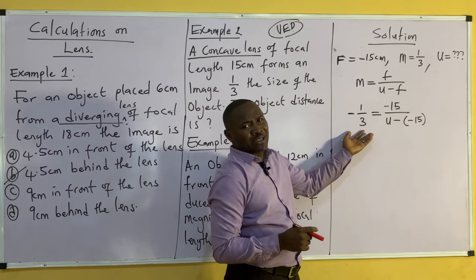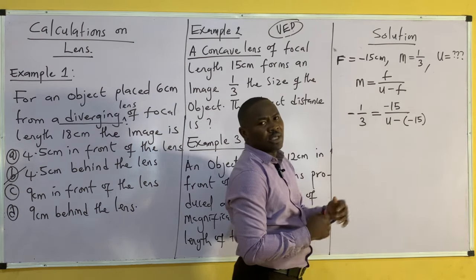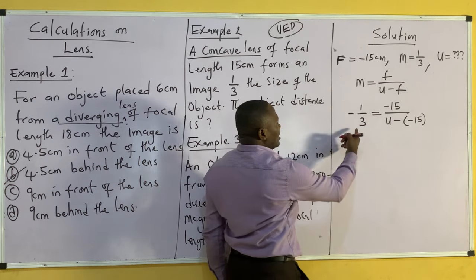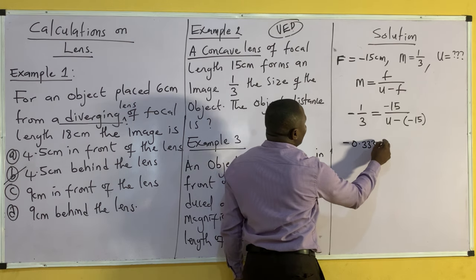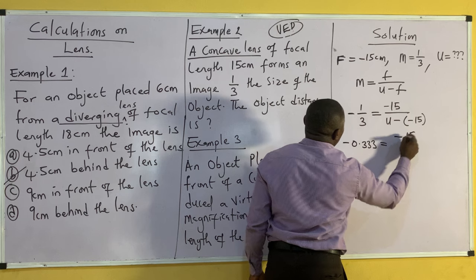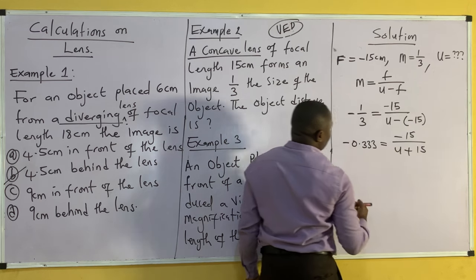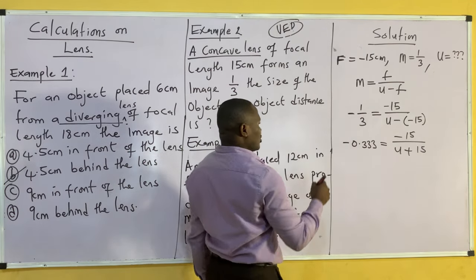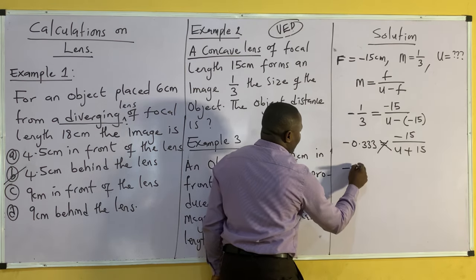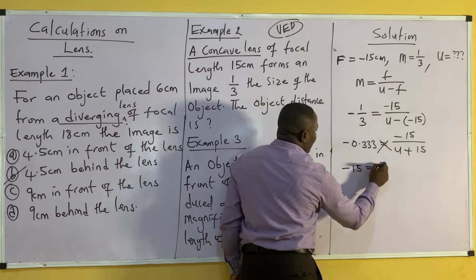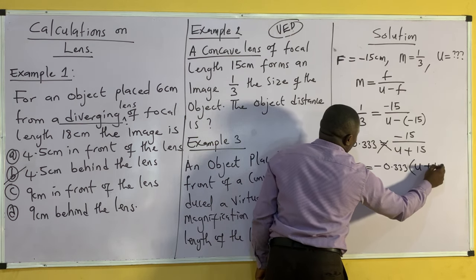This calculation might look difficult because of the fraction in cross multiplying. So instead, I will take this to become decimal. So 1 over 3 becomes minus 0.333 is equal to minus 15 over, this becomes u plus 15. Minus times minus is plus. Now I cannot cross multiply directly; if I cross multiply, I will have minus 15 is equal to minus 0.333 open bracket u plus 15.